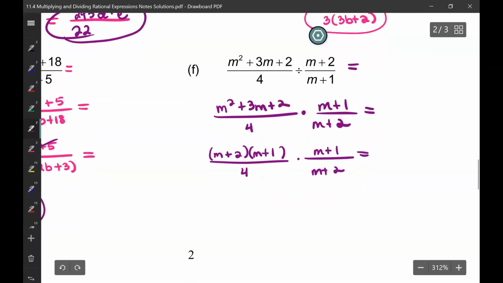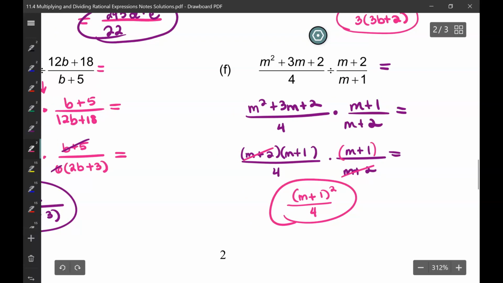Okay, the second one, there's nothing we can do. Now let's see what we can cross cancel. I see m plus 2 and m plus 2. However, m plus 1 and m plus 1 are both in the numerator. So notice I have m plus 1 twice. So we're going to write m plus 1 squared over 4 and just leave it like that.